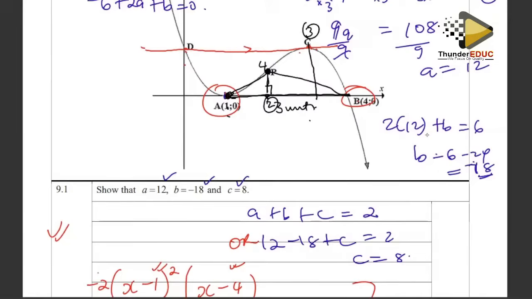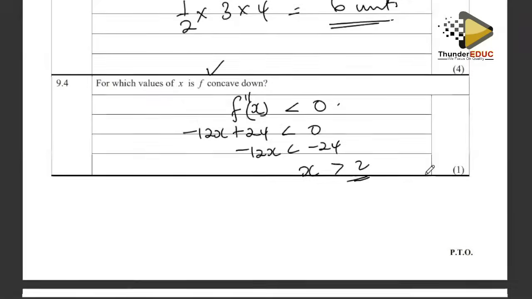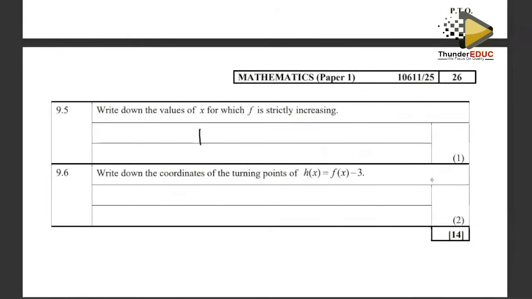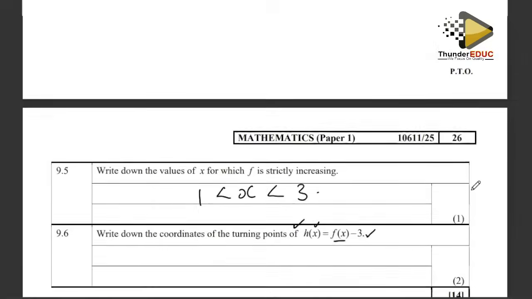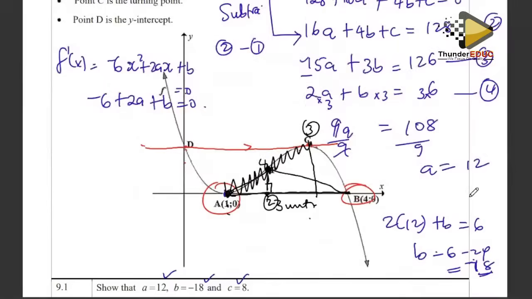Okay, so this area is where we are finding the graph to be strictly increasing. So our values of x will be 1 less than x, less than 3. Then write down the coordinates of the turning point of h of x, which is the same as f of x minus 3. So with the turning point, what I need to know is that if my x here is 3, what's going to be my y value?